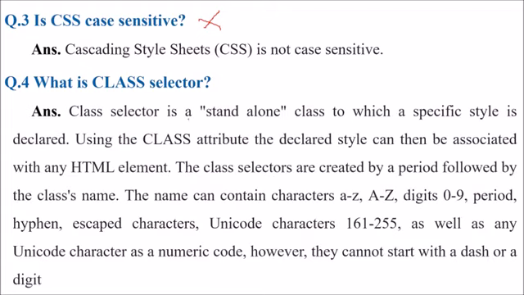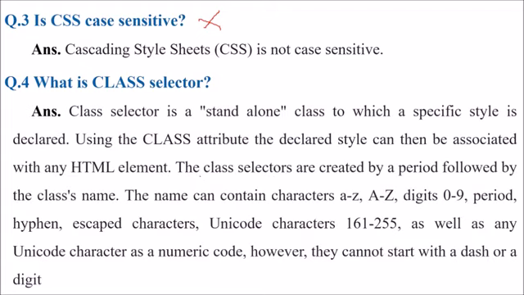As we have just seen, class selector, we'll know more about this. A class selector is a standalone class to which a specific style is declared. It is a standalone class wherein we have applied or declared a specific style. So using this class attribute, the declared style can then be associated with any of the HTML elements. The class selectors are created by a period, that is, a dot followed by the class name. So you have a class name here.